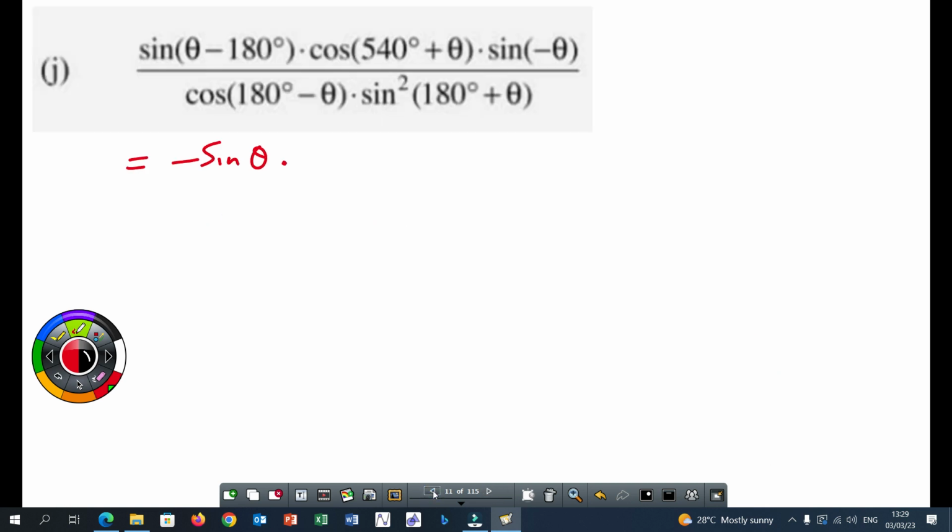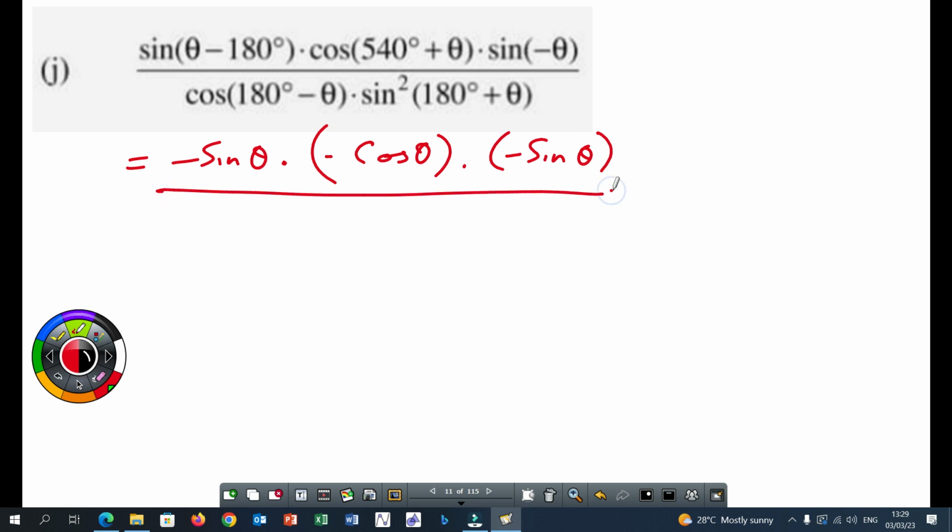Okay, let's just do it quickly. 540. Okay, first thing, subtract 360 from 540, you get 180 plus theta. That would be minus sine theta. Oh, sorry, it's cos rather. So it's minus cos theta. Right? Then that one it will be times minus sine theta. All over. It's 3 marks already, by the way. 3 marks. Then this one is minus cos theta times positive sine squared theta.